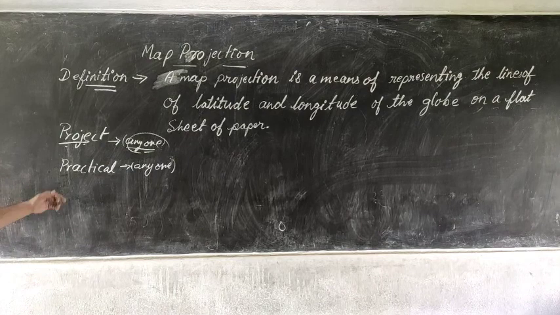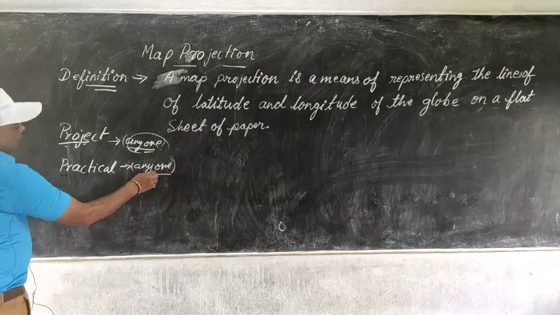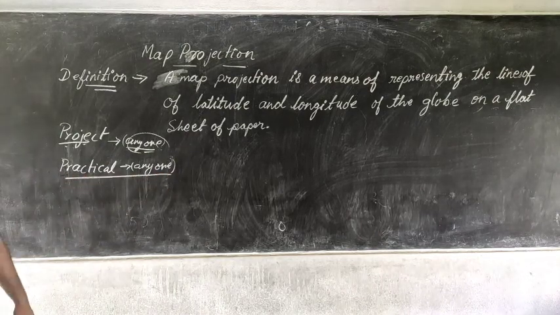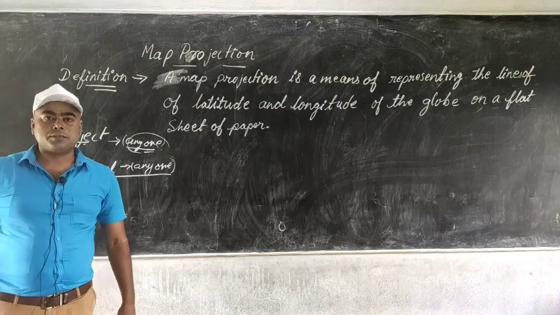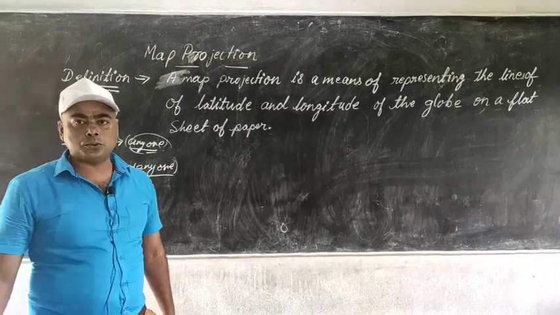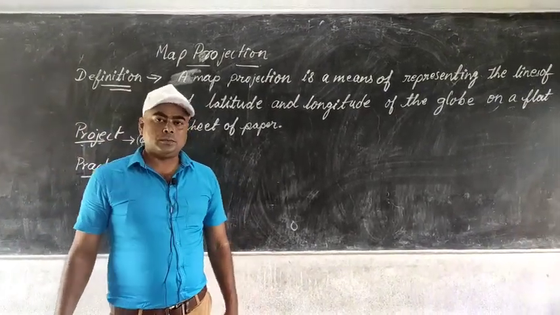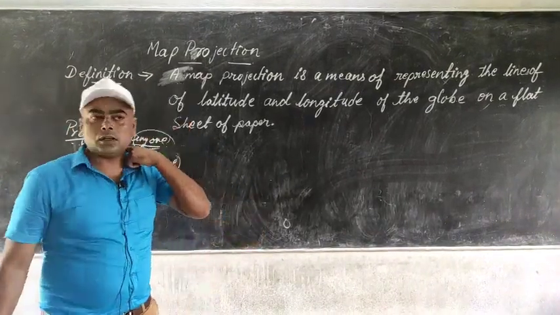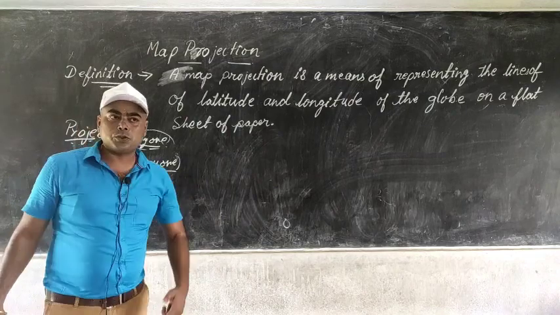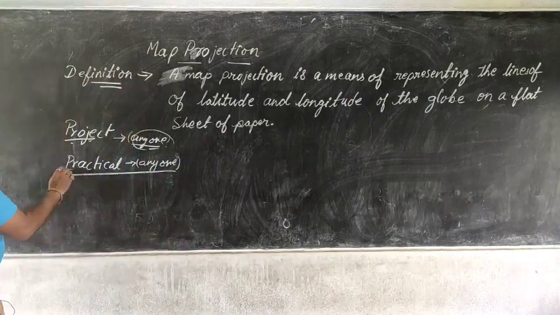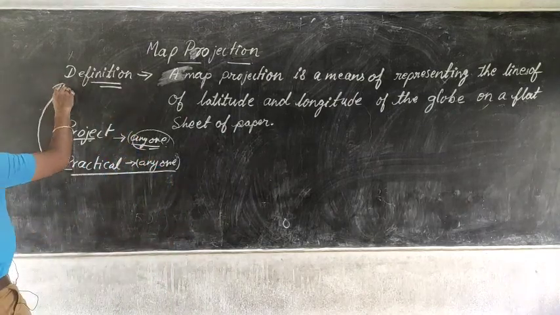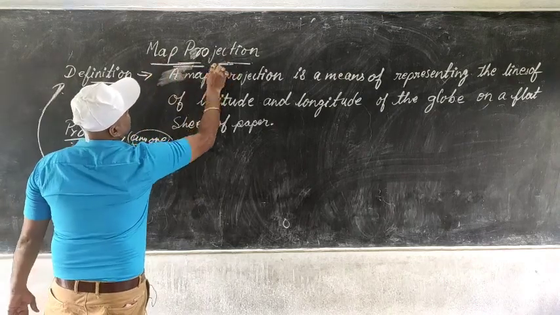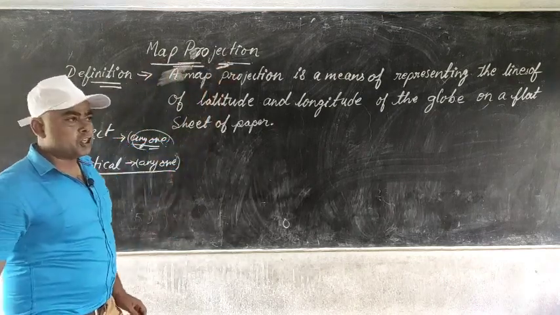Now next is practical. Among all the practicals, that means 5 to 6 practicals are there in your class 11 syllabus, and this time we are going to do only one, as per the council norms. So out of the 4 to 5 practicals we are going to do one. For practical, we are going to do map projection. This year we are going to do map projection.